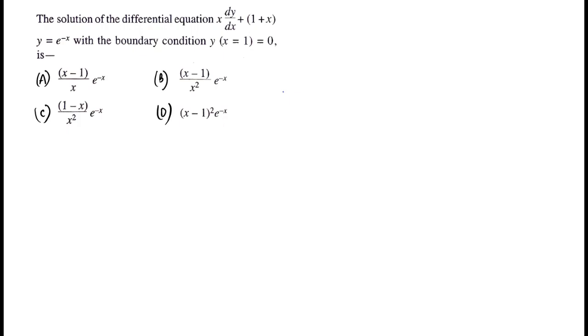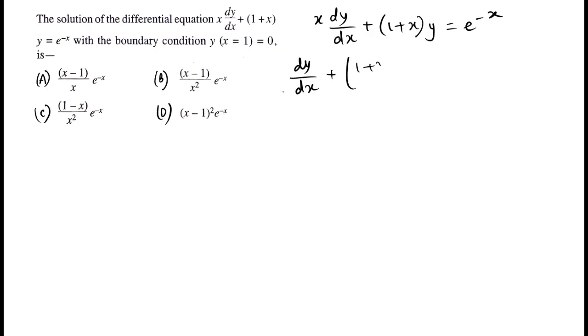Here we have a very typical maths problem. We are given a differential equation with a boundary condition and these are the 4 options. The equation is given as x dy by dx plus (1 plus x) y equal to e to the power minus x. Let's simplify. Let's divide by x. Then it will be dy by dx plus (1 plus x) by x times y equal to e to the power minus x by x.